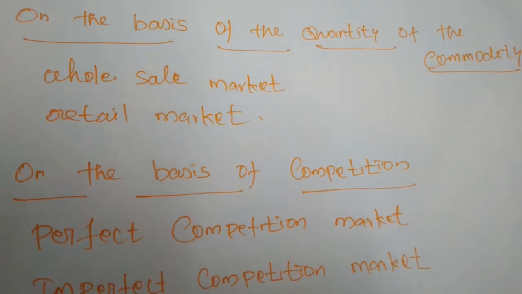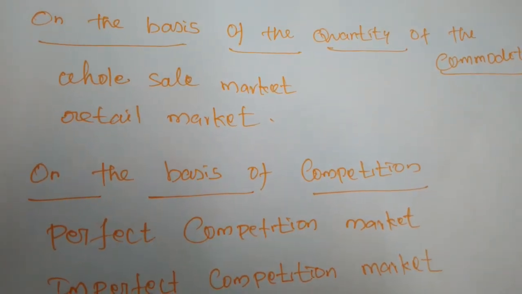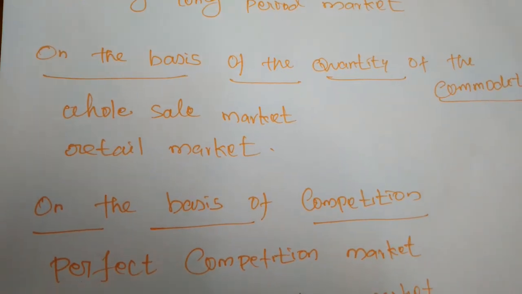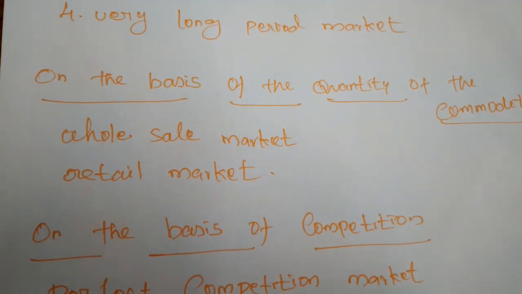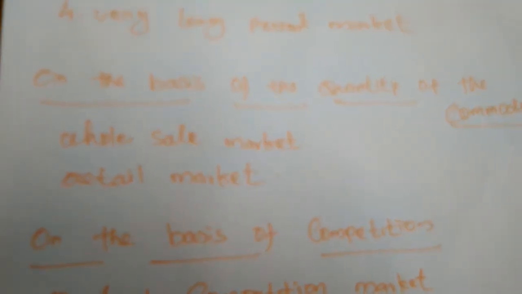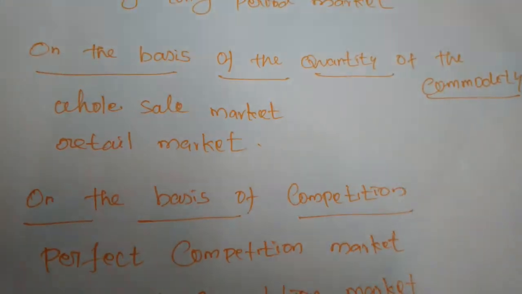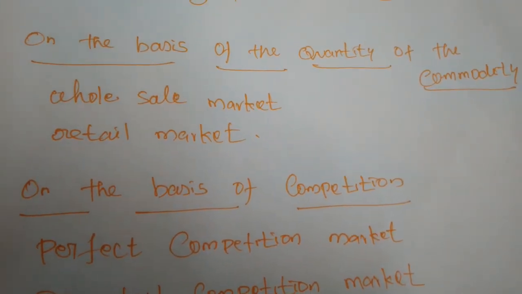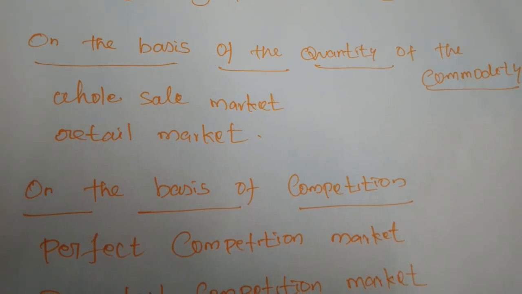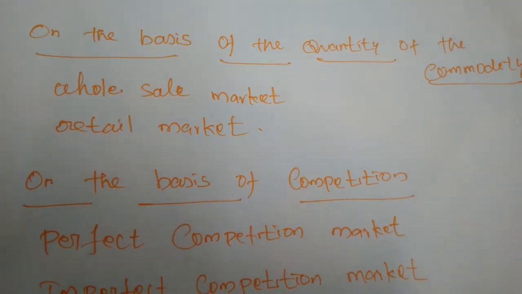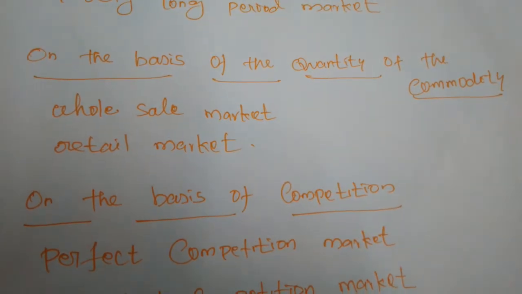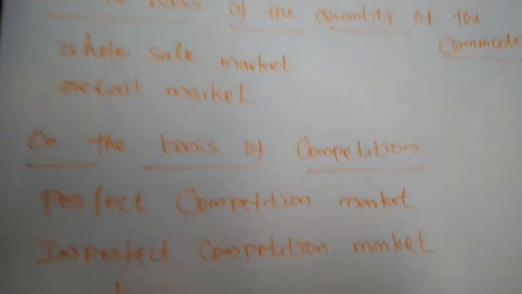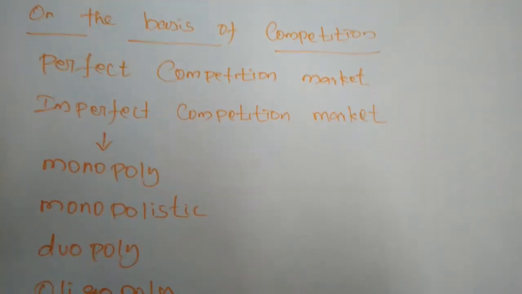Next, the retail market. The retail market is for selling or buying of commodities in small quantities. If any retailer sells commodities in small quantities to the consumers, it is called a retail market. When we compare the price, the price of that commodity will be much higher than in the wholesale market. So on the basis of quantity, we can classify the market into two types, wholesale market and retail market.